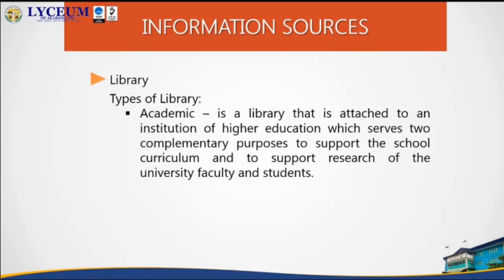Next, there are several types of library. Libraries are often classified into 4 groups. These libraries may be either digital or physical in form. The first one we have here is the academic library. It is a library that is attached to an institution of higher education which serves 2 complementary purposes: to support the school curriculum and to support research of the university, faculty, and students. Basically, these libraries can be seen in universities and colleges.